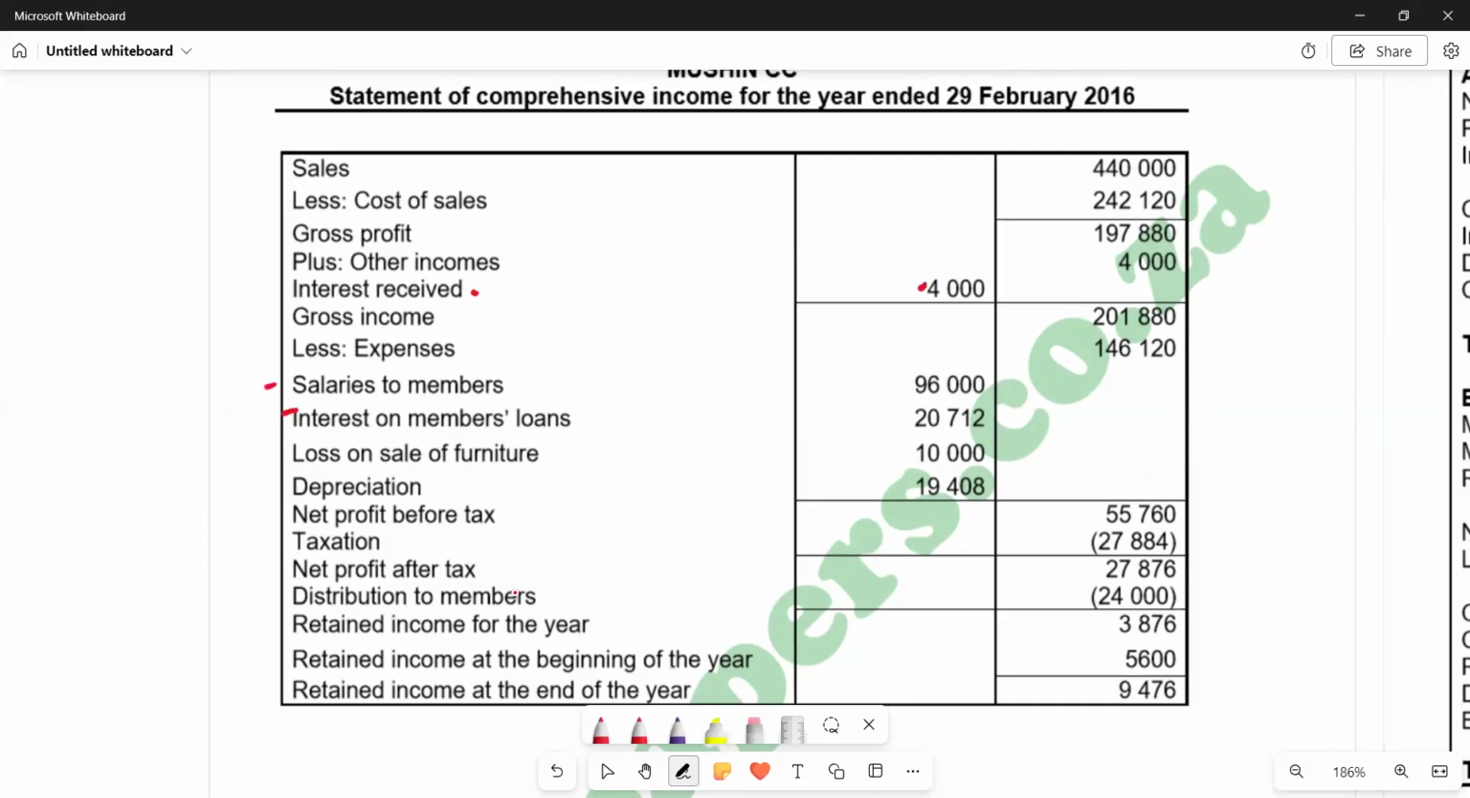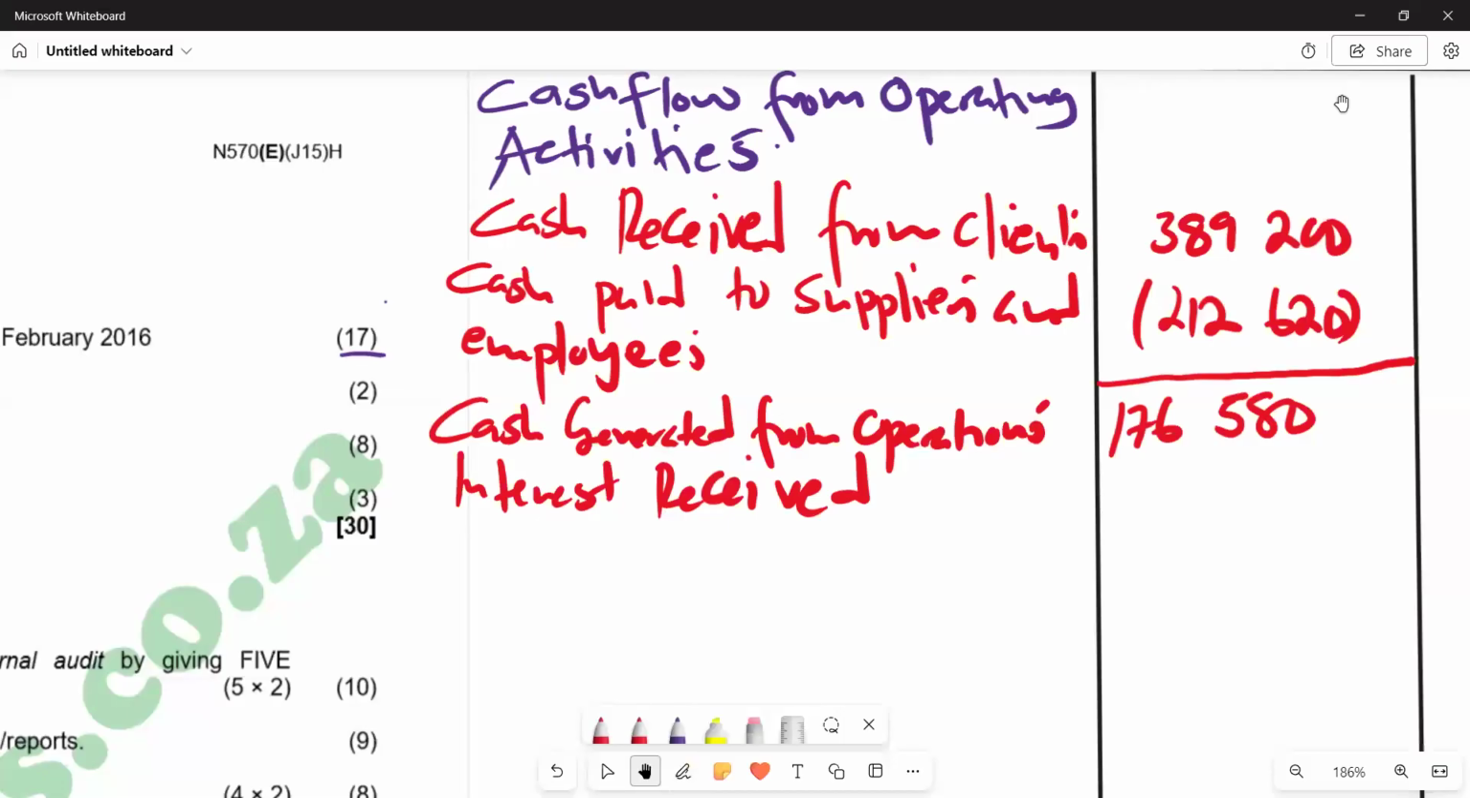So starting with our interest received, it's an income, so we are receiving. So we're going to show it as a positive because it's an inflow. It's a cash inflow, which is going to be a positive. Then salaries to members and interest on members loans are outflows, so we're going to show them as negative figures. So let's just try to go back and adjust for that. So our interest received, remember, we've got our 4,000, so we're going to just show it as a positive figure, which is our 4,000. So we can just try to adjust it as such. So here we've got our 4,000.